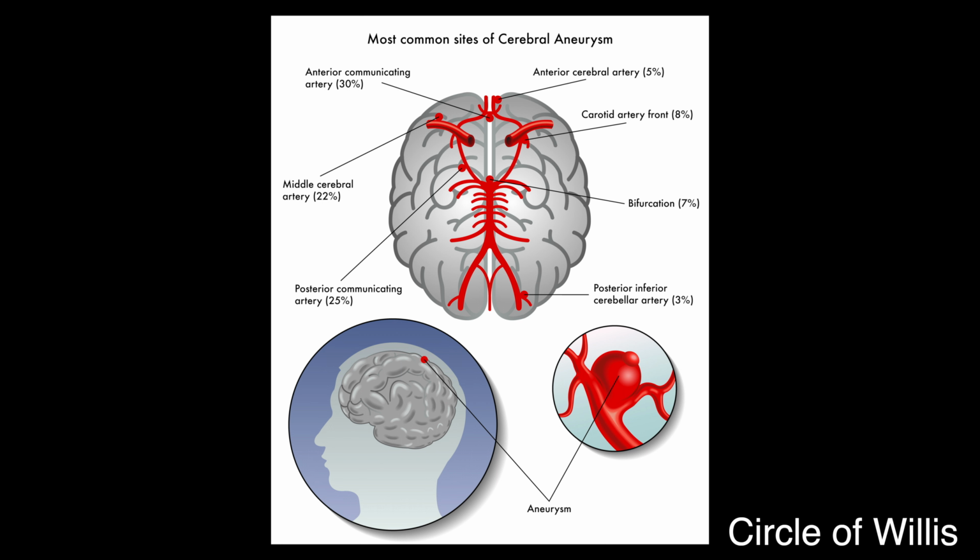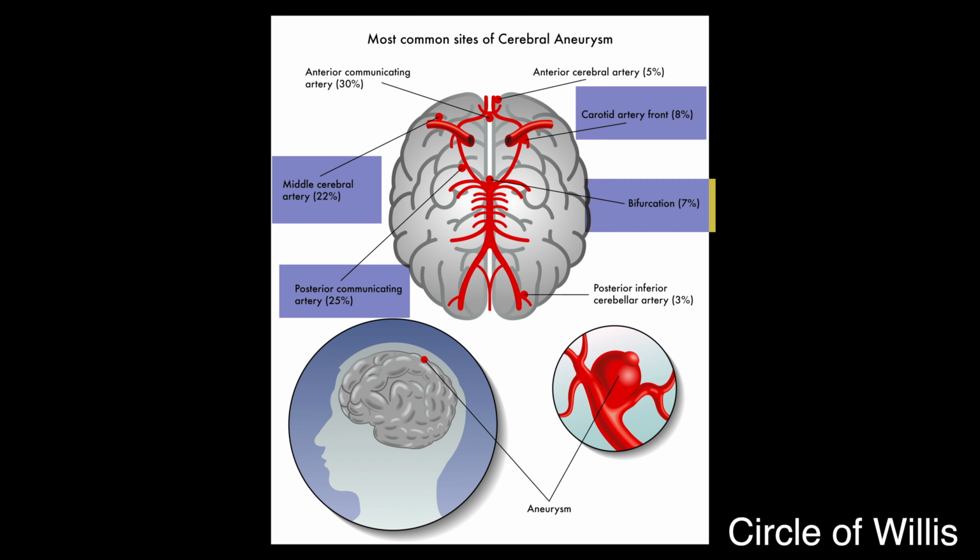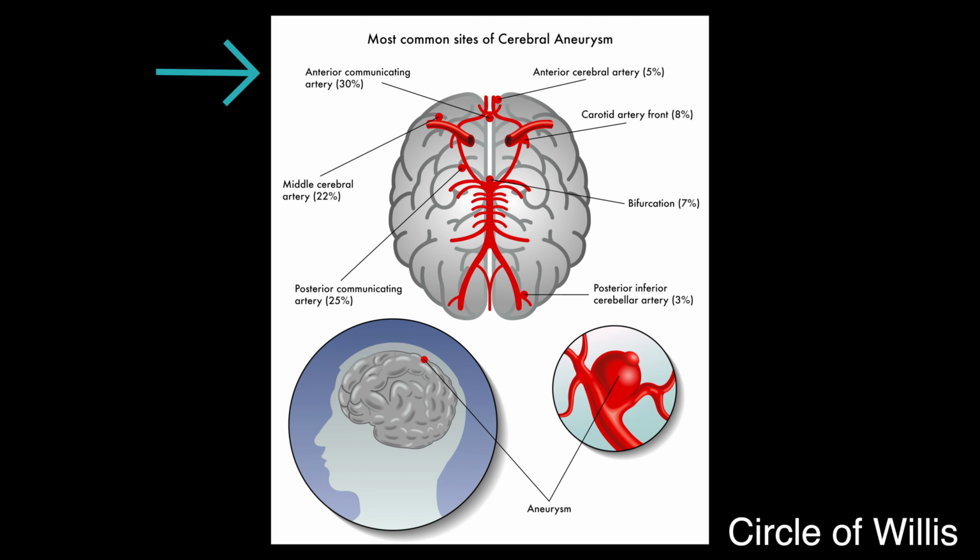The most common location for aneurysmal subarachnoid hemorrhage is the anterior communicating artery. Other locations where aneurysms can form and lead to subarachnoid hemorrhage include the middle cerebral artery, posterior communicating artery, the internal carotid arteries, and basilar artery, but as I mentioned, the most common location is the anterior communicating artery.